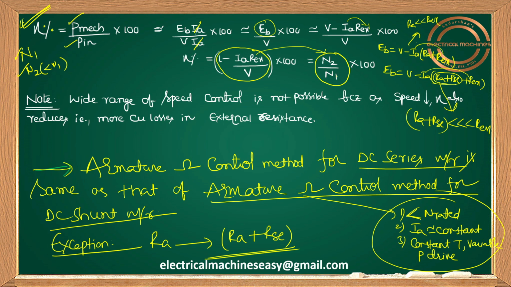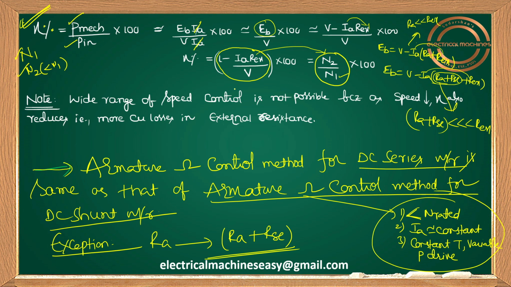They'll give you the initial speed, and after adding the armature resistance they'll give you the N2 value, which is less than N1. Simply they'll ask you to find the efficiency. Your answer will be the second case speed, that is, after connecting extra resistance in the armature, what is the speed, divided by the previous speed, into 100, which gives you the efficiency.